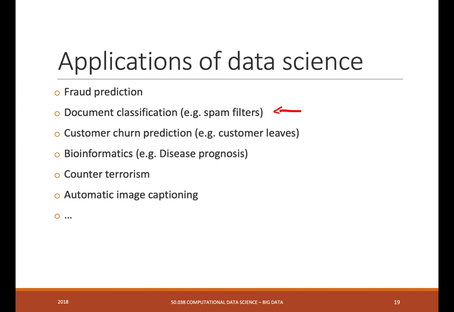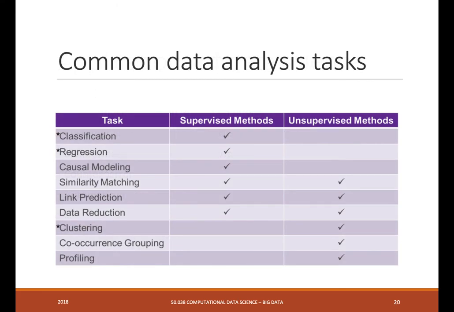These are just a handful of applications. Common data analysis tasks include classification and regression. I'd say these are the two most popular ones. Causal modeling is a conceptual model that describes the causal mechanisms of a system. They're found in applications in signal processing and machine learning. But we always have to be very careful with causality, because just because something is correlated doesn't mean it's causing something.